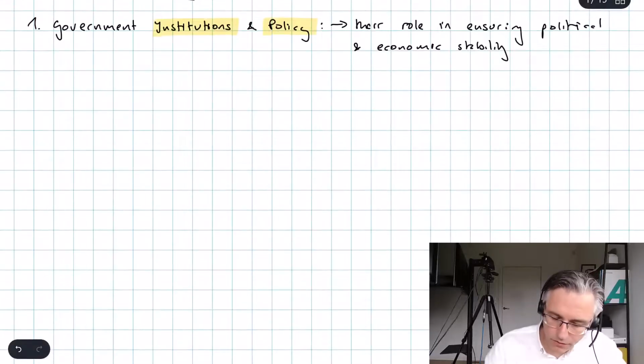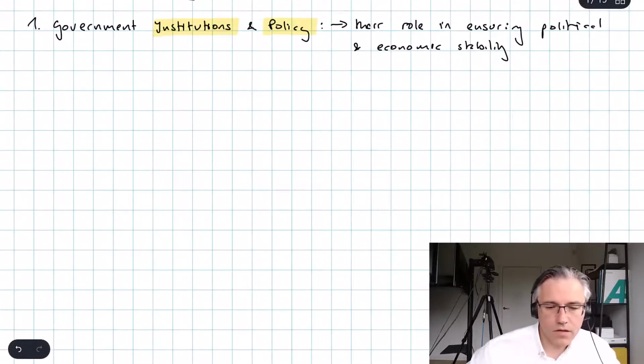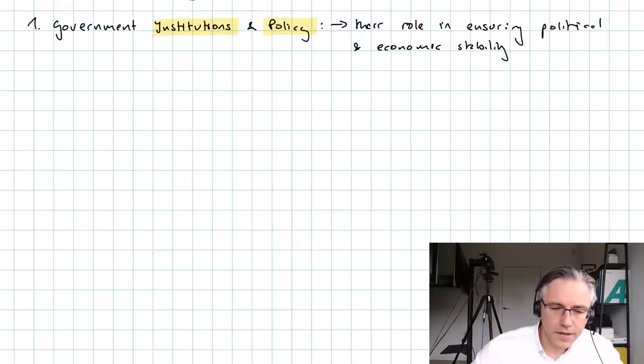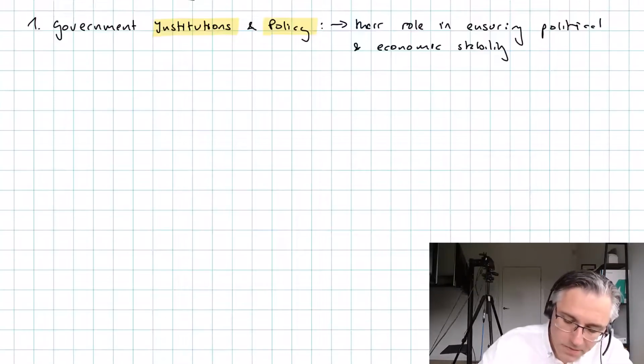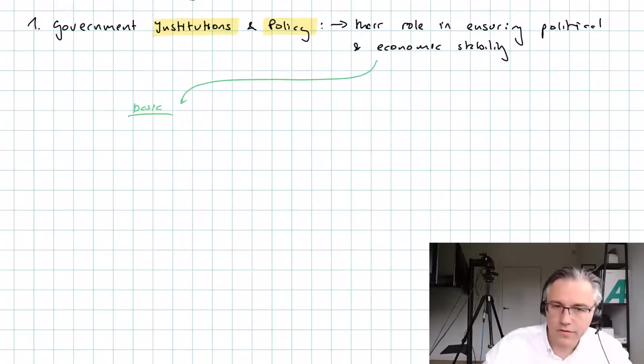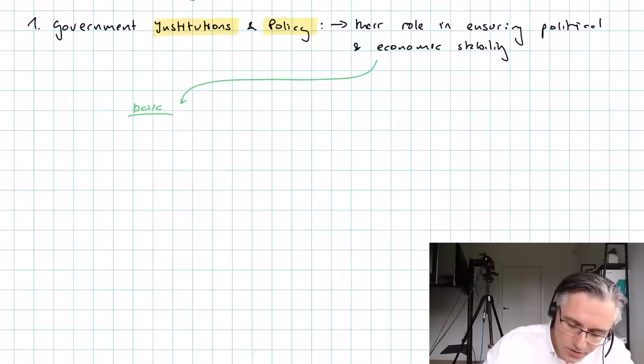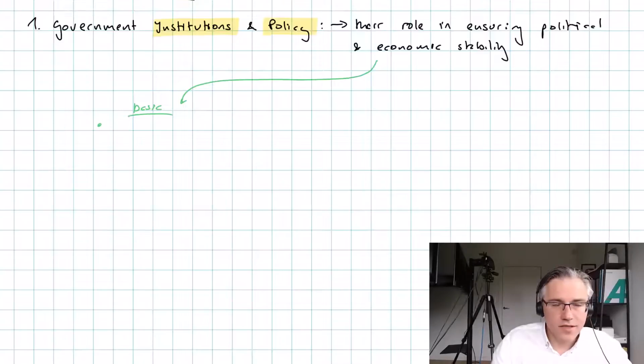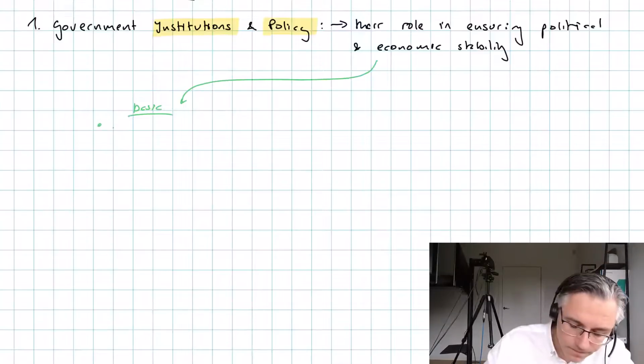Right, so this could be pretty basic things, quite fundamental ideas and concepts, such as whether a country has the institutions and the policies to ensure that there is a rule of law, that you can trust the law to be obeyed and to be executed, or things like ensuring property rights.